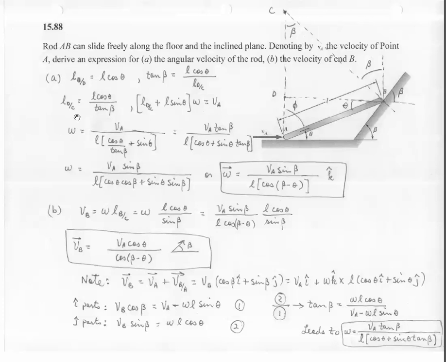Problem 15.88 involves a rod AB that can slide freely along the floor and along the inclined plane over here. Denoting by v sub A the velocity of point A down here, and it's to the right, derive an expression for the angular velocity of the rod and the velocity of B. We are to use the instantaneous center of rotation type of approach here.